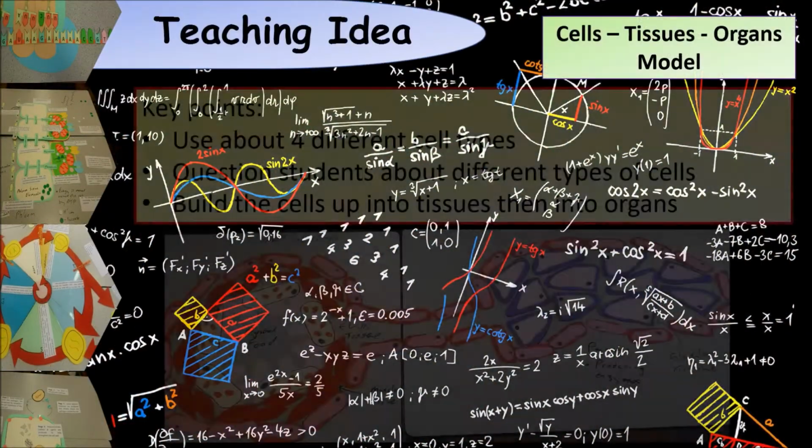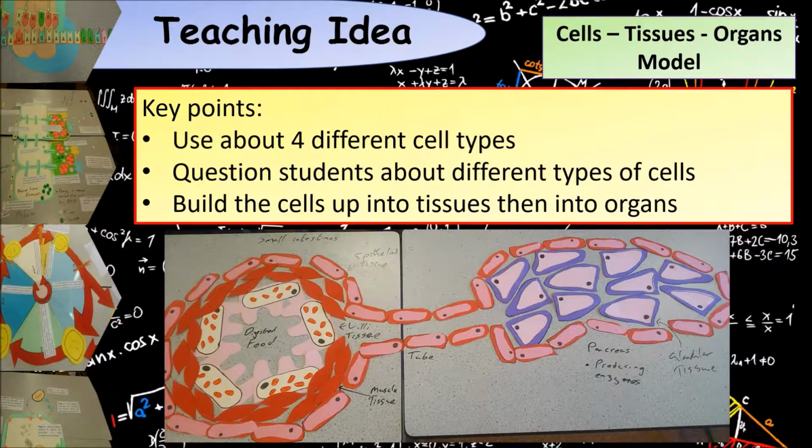Hello and welcome to this teaching idea video on how to use a large model to teach how cells form tissues, how tissues form organs, and how organs go on to form organ systems. When running this activity, the two organs that I like to focus on, because it's nice and easy, are the small intestines and the pancreas.